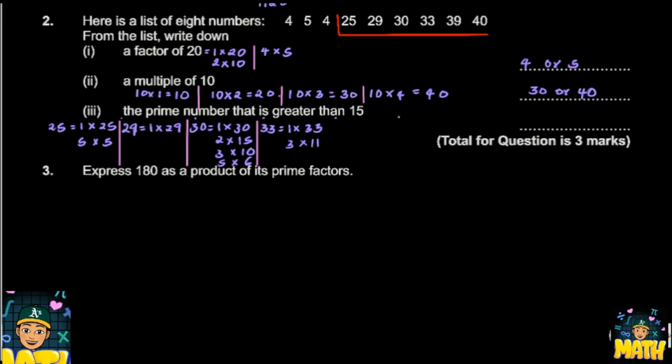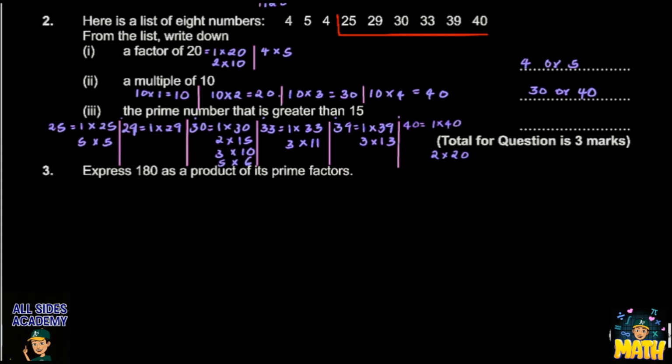And then the next number is 39. So 39 will be given by 1 times 39. Then we also have 3 times 13. And then the last one, which is 40, a neat line, of course, right there. 40 gives us 1 times 40. Then we also have 2 times 20. And then we have 4 times 10, and then any other 5 times 8. So all those are factors. So the only number that has 2 factors is 29.